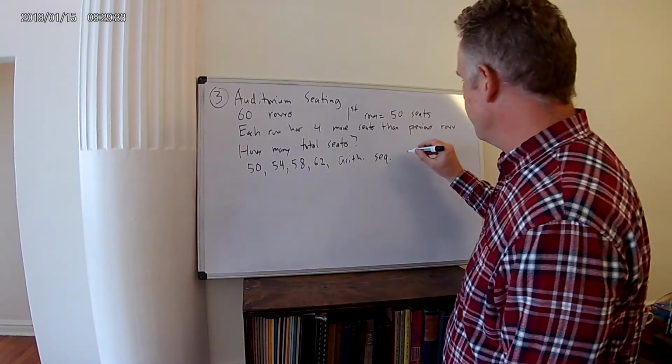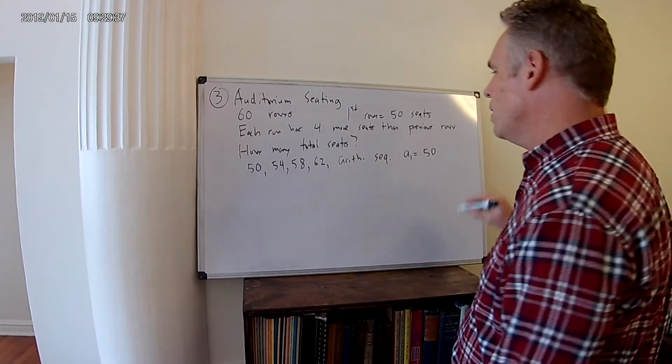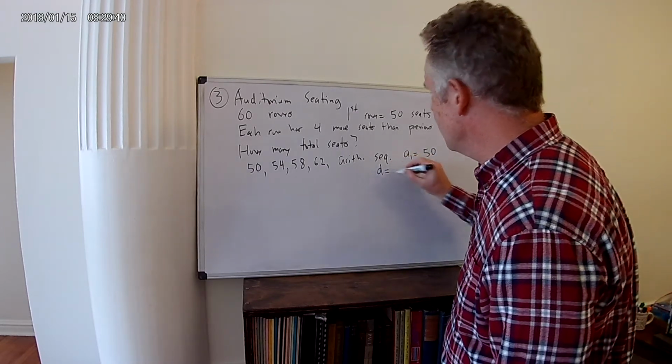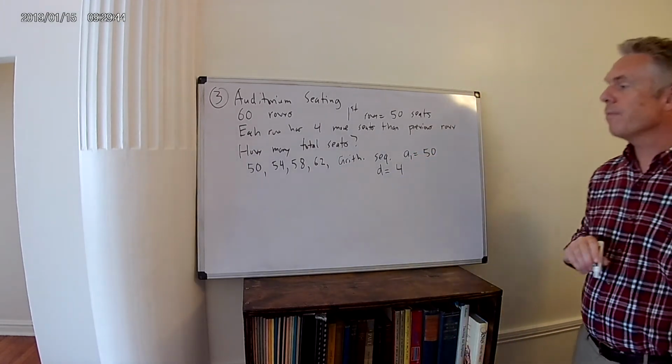And let's identify the first term, a1, as 50. It's the number of seats in the first row. And what is my common difference, d? Common difference d is 4. I keep on adding 4 seats onto the previous row.